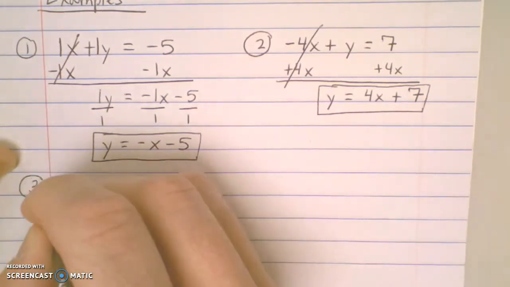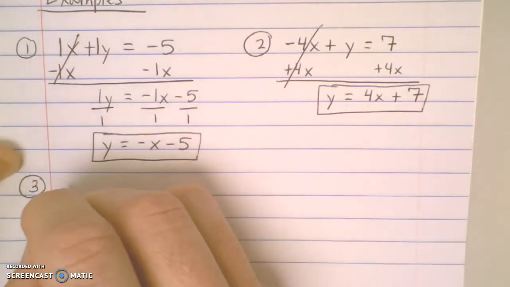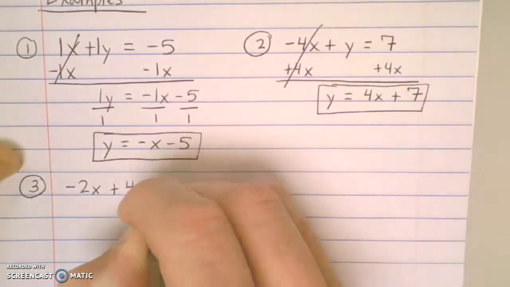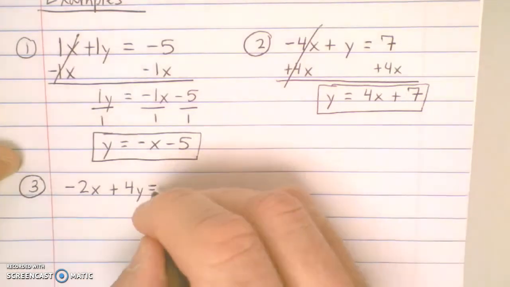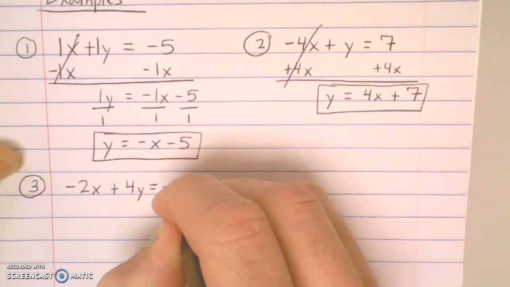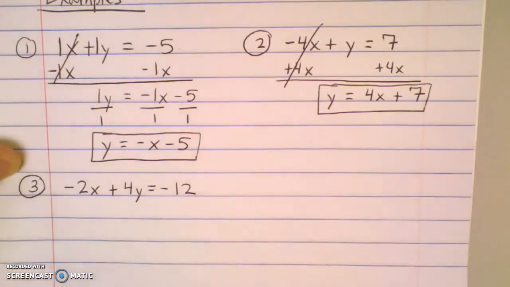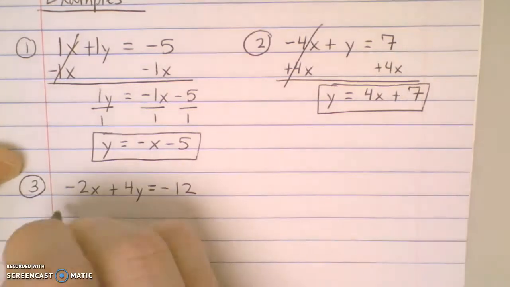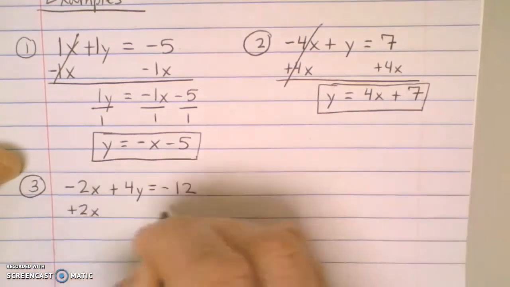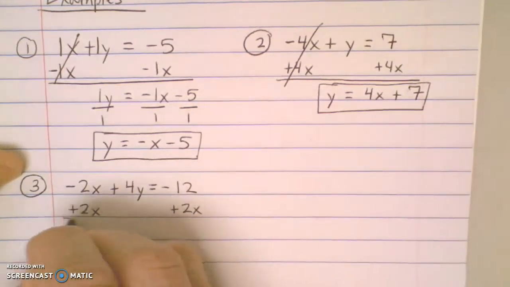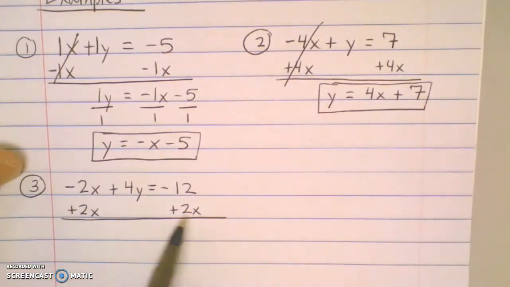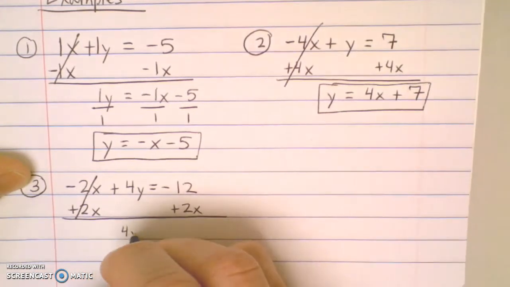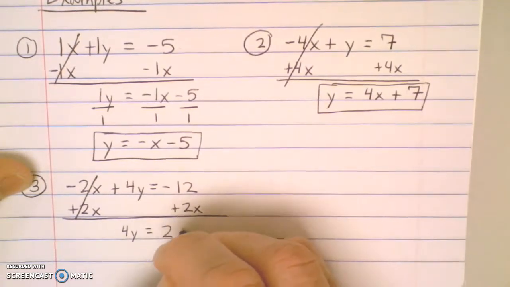Okay, let's say I gave you this equation. Negative 2x plus 4y equals negative 12. So we're going to start by undoing the x value, which means I have to add 2x to both sides of the equation. This will cancel. So I have 4y equals 2x minus 12.